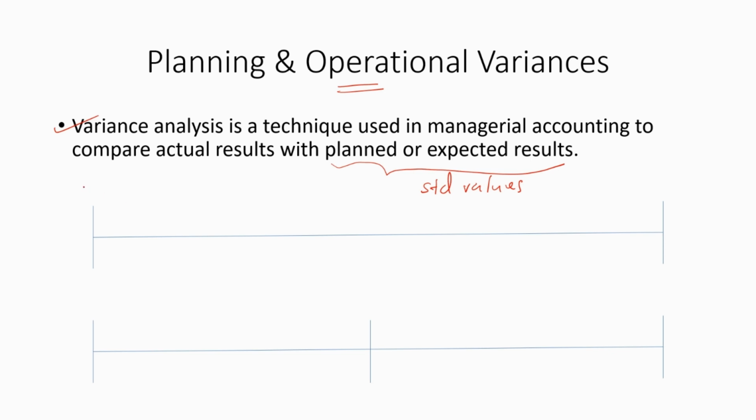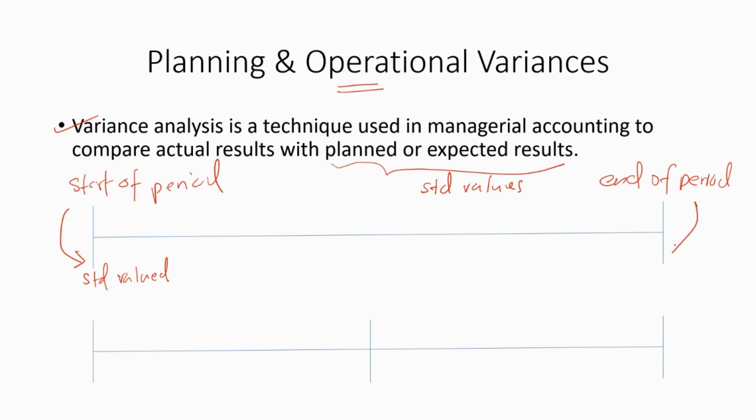Let's consider a budgetary period. So this will be the start of the period and this will be the end of the budgetary period. At the start of the period, companies prepare budgets. These figures are known as standard values or budgeted values. At the end of the period, companies can obtain actual values or actual results. So what we did under basic variance analysis, we calculated the difference between the standard values and actual values.